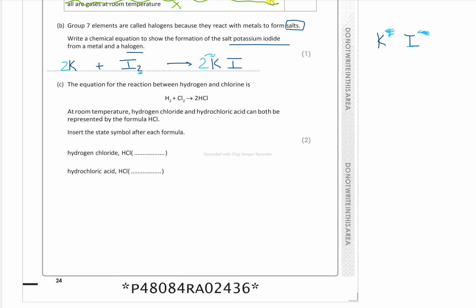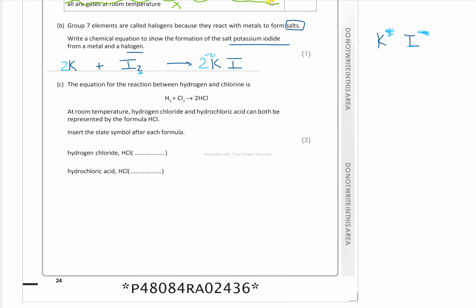Right, the equation for the reaction of hydrogen chloride is 2HCl. At room temperature, hydrogen chloride and hydrochloric acid can be both. Right, that's not a problem. So hydrogen chloride is a gas at room temperature and hydrochloric acid is aqueous, in solution.